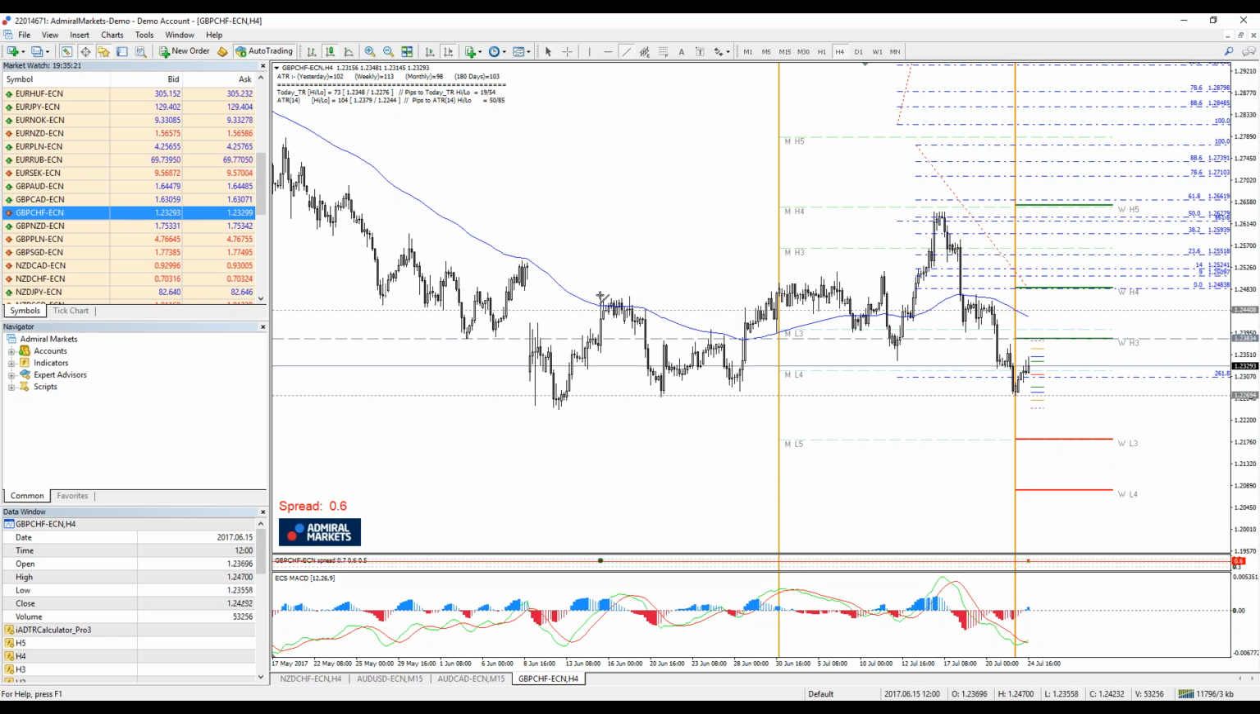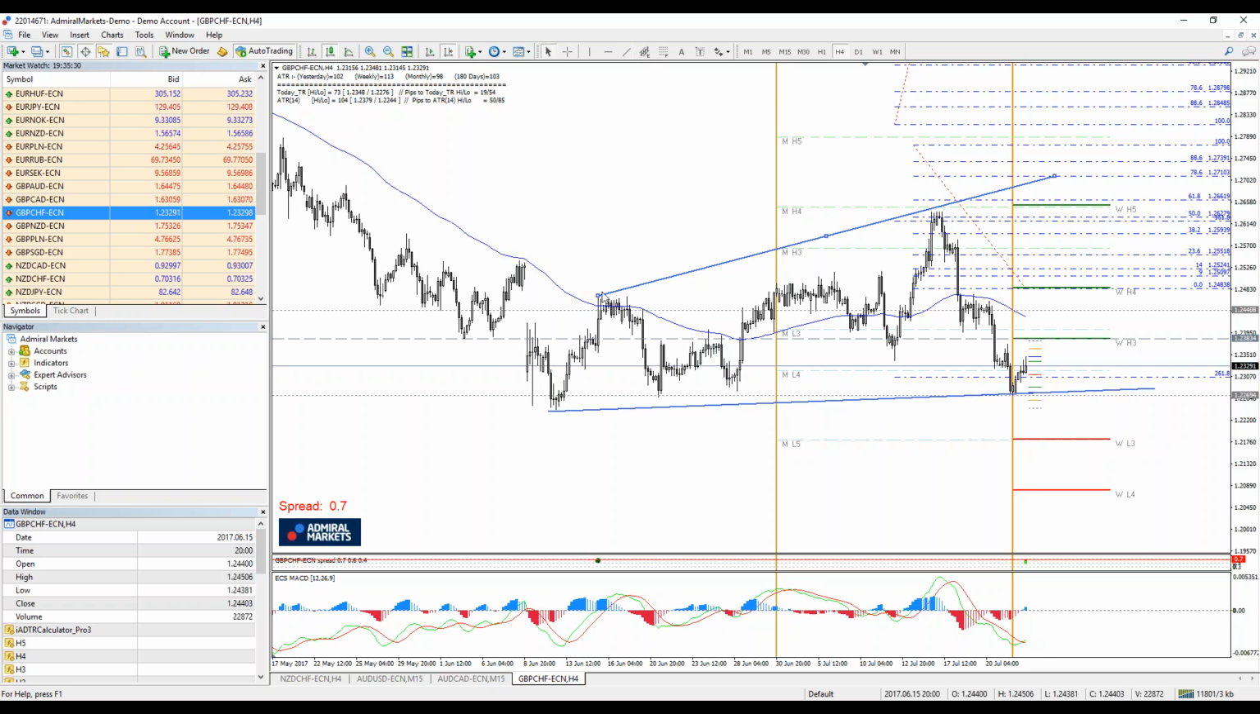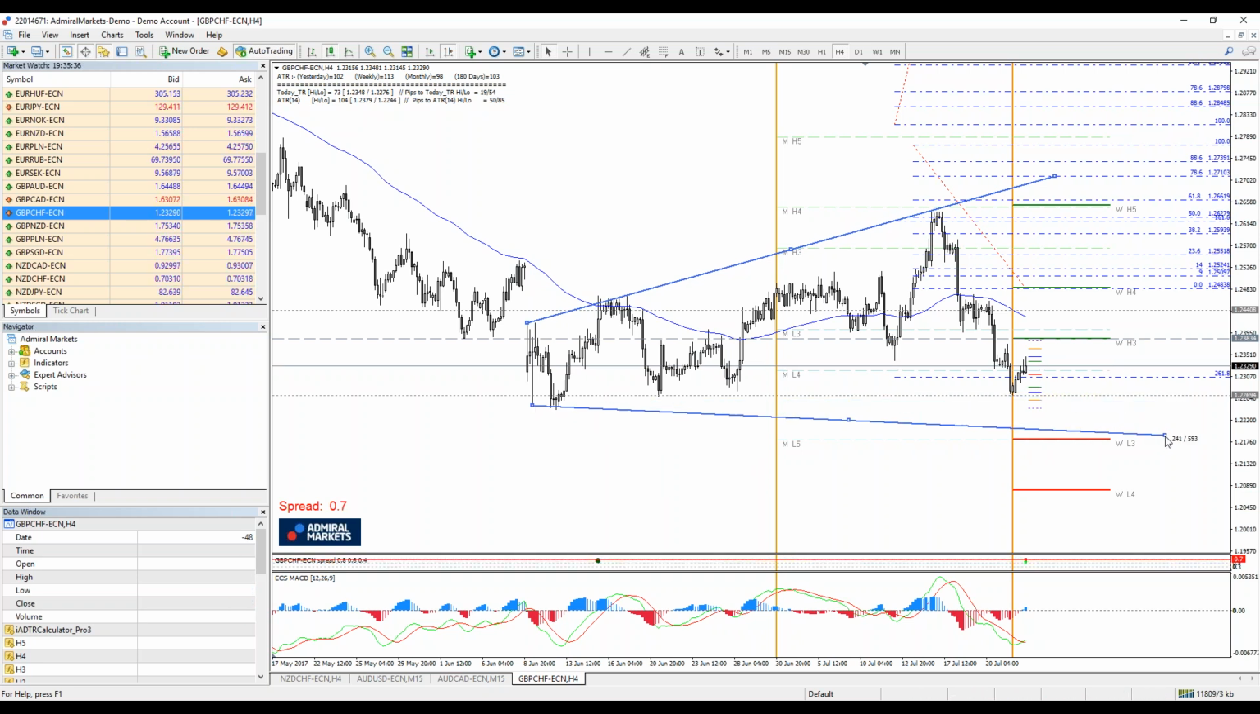Particularly, this is what I don't like to see. This reminds me of a sort of megaphone, and megaphone is a pattern that I really don't like to see. Okay. So I wouldn't say anything good about GBP Swissie now. I wouldn't trade it if I were you.